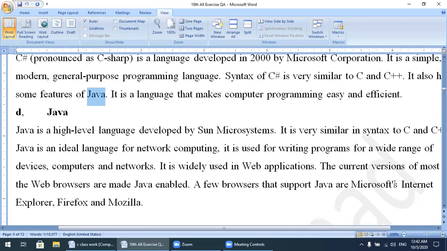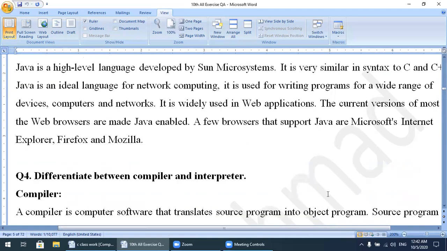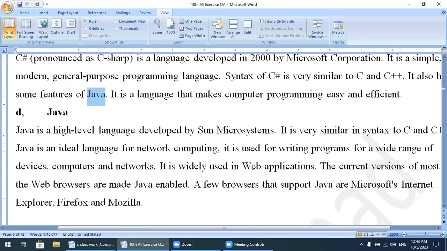I think today is enough. Inshallah, tomorrow we'll start the next long question, which is to differentiate between the compiler and interpreter. So today is enough.